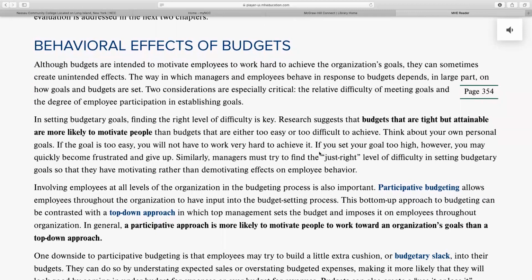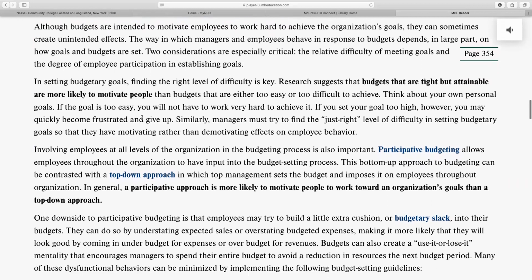So when we talk about the behavioral effect of budgets, that has to do with motivation, right? We want our employees to hit the company's goals. What else can we say here? We should strive to have something called participative budgeting. Participative budgeting means that we want all the employees to have some input in the budget process. It's a bottom-up approach rather than a top-down approach.